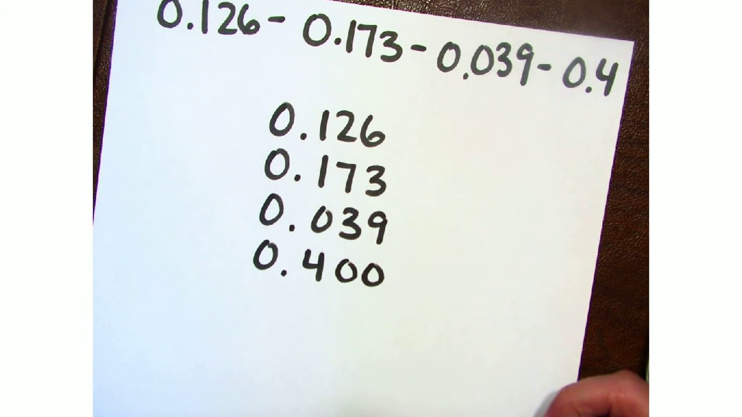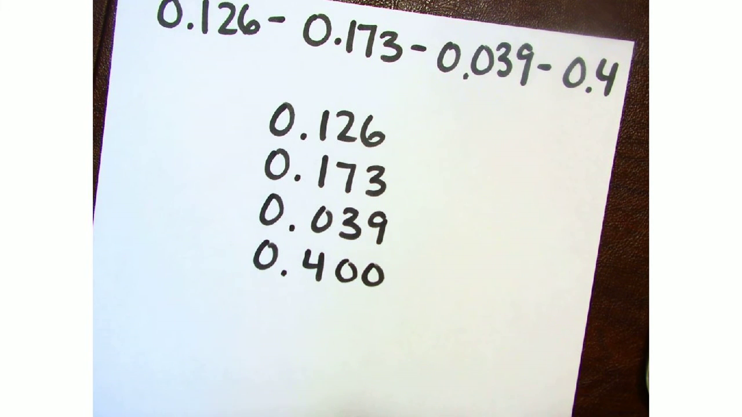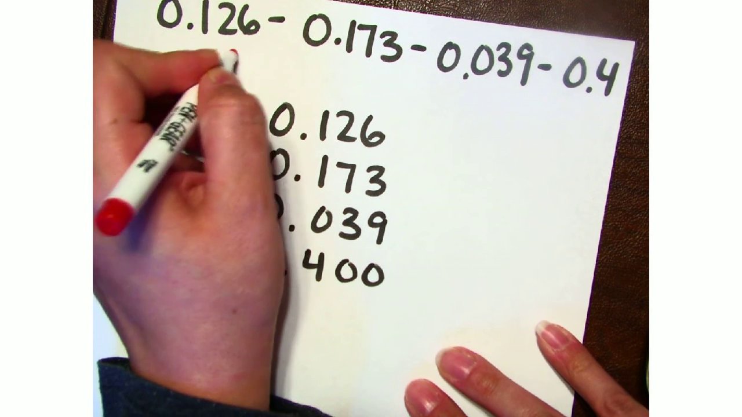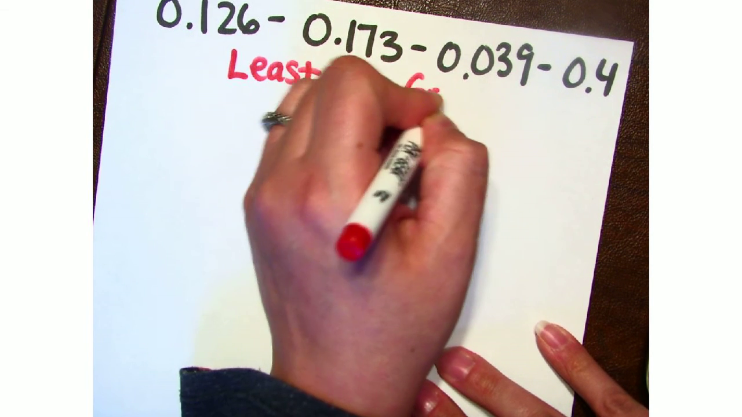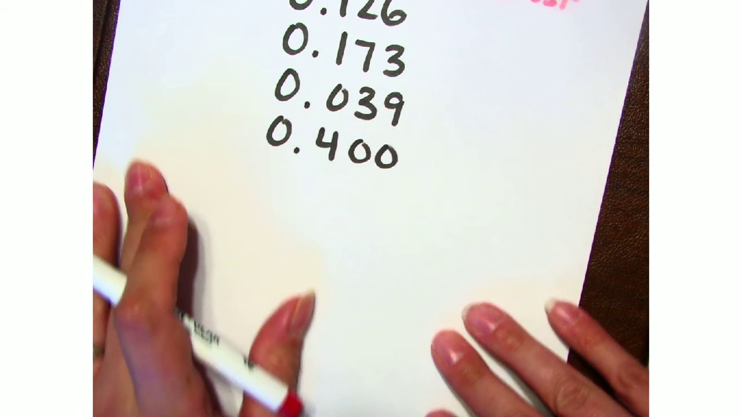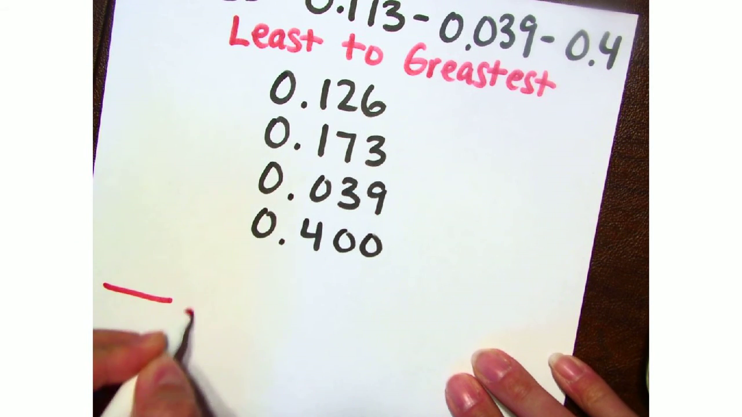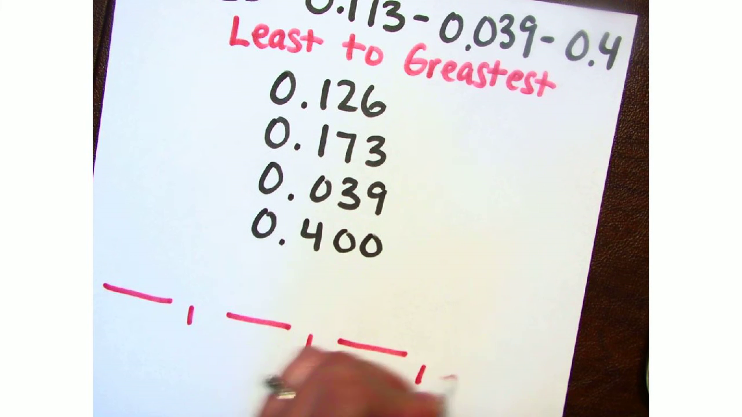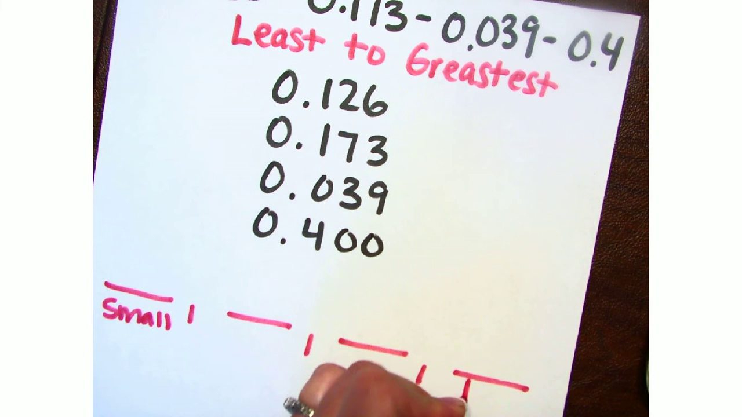And now that we have what we are going to line up, now we just need to know, are we going from least to greatest or greatest to least? This problem is going to make us go least to greatest. That means we want the small number first, and we want the biggest number at the end. So this is our small one, our least, and this is our big one, our greatest.